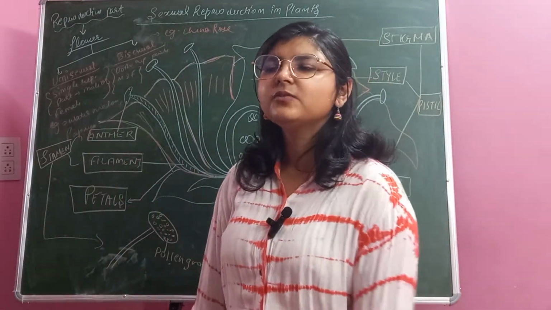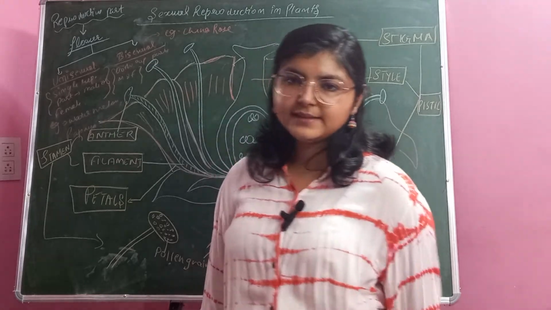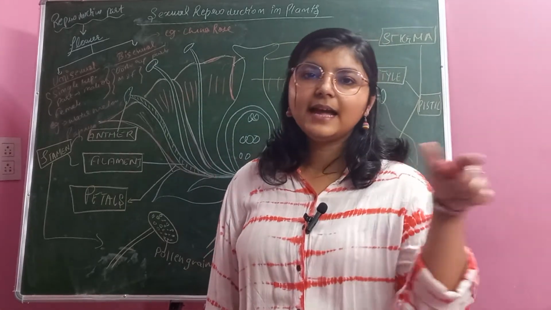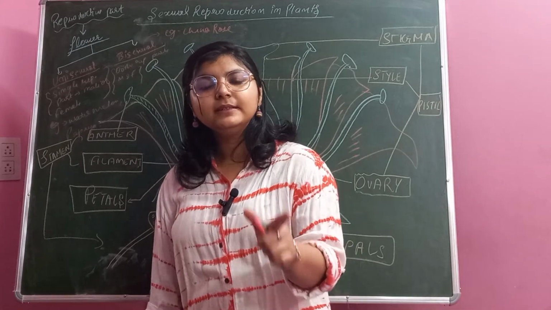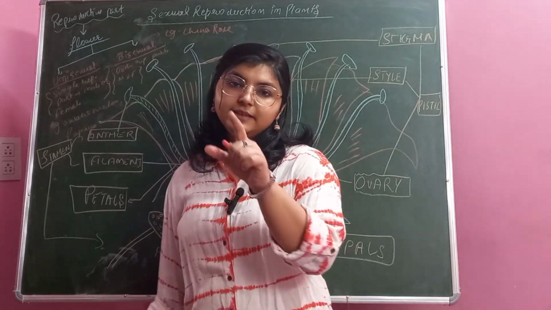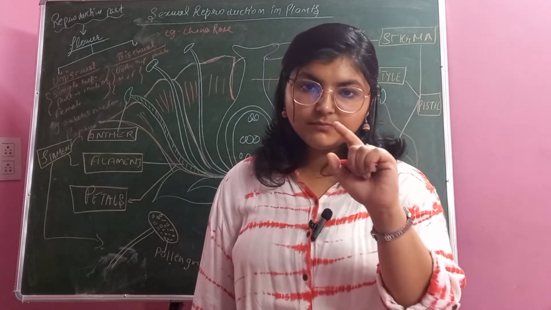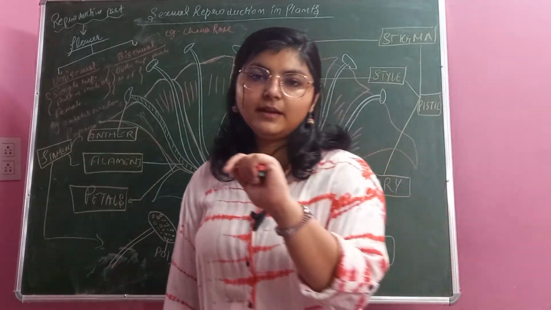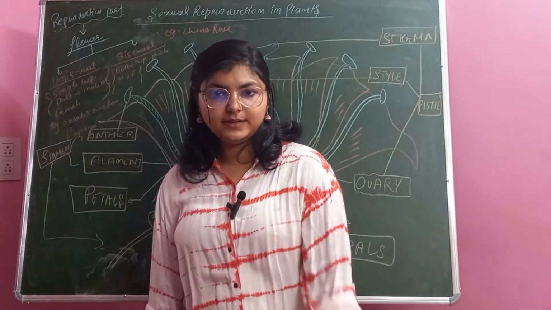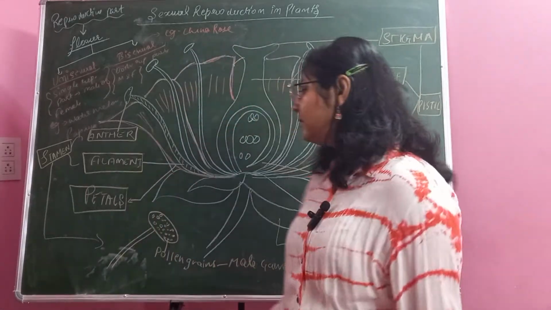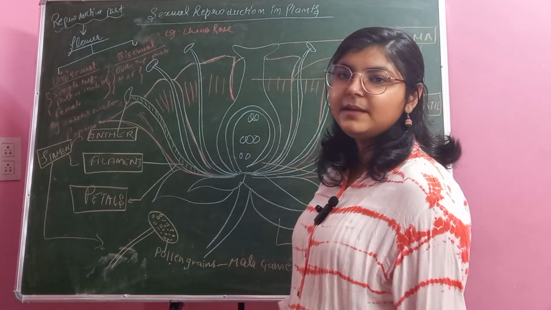So female gamete is quite easy because it is egg in both the cases, in plants also and in animals also. But the problem arises when they ask you to write the male gamete for plants and animals. So for plants it is pollen grains. Okay. So pollen grains. And what is the name of female gamete?